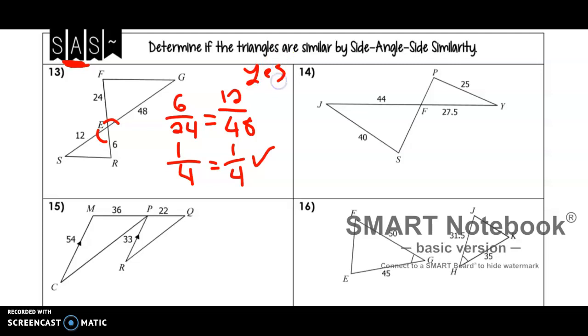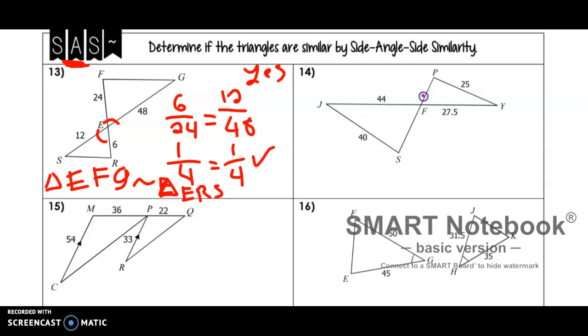Okay, and then write out your triangle similarity. Okay, so triangle E, F, G. Not should be capital, but that's okay. E, F, G is similar to, let's see, would be E, R, S. Triangle E, R, S.